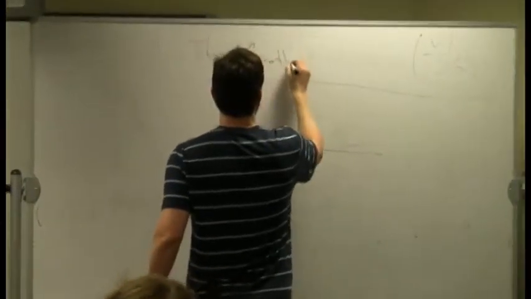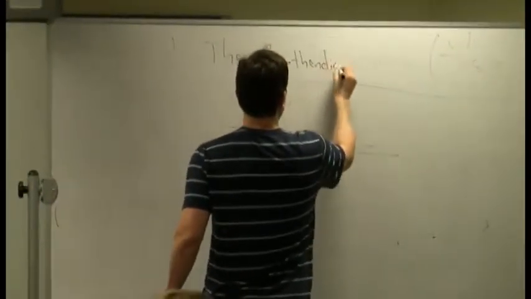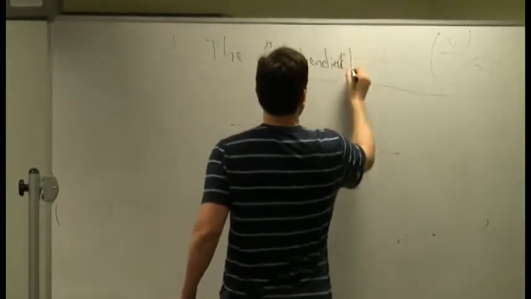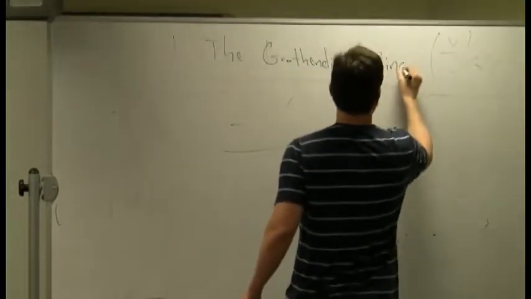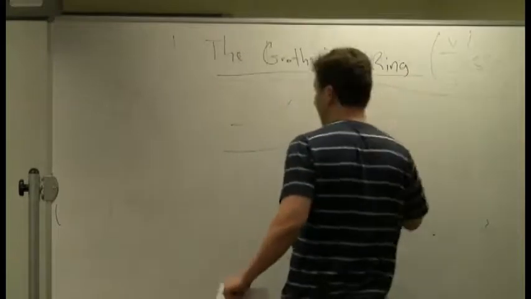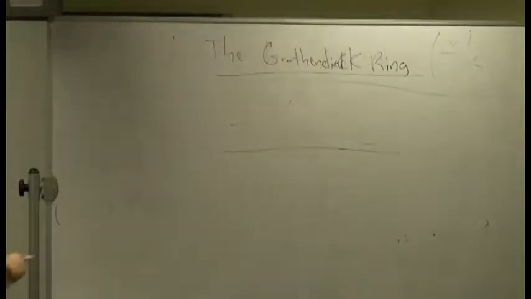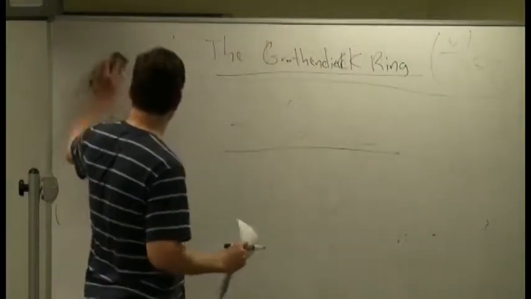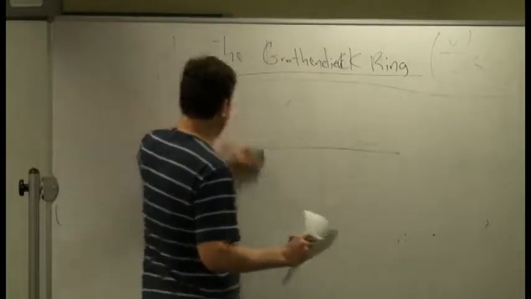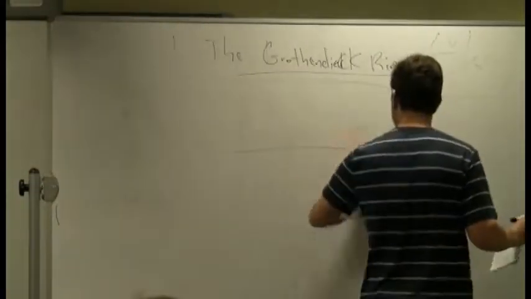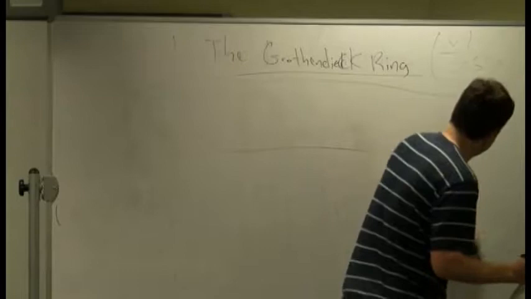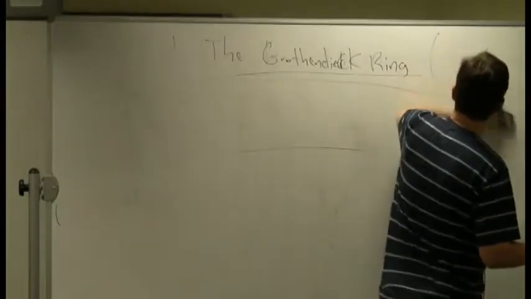So when I talk about motives, I'm going to use the word motive for elements of the Grothendieck ring. But what's really happening is that this ring is just a kind of baby version. The problem is, the actual version, I think, is a lot harder.